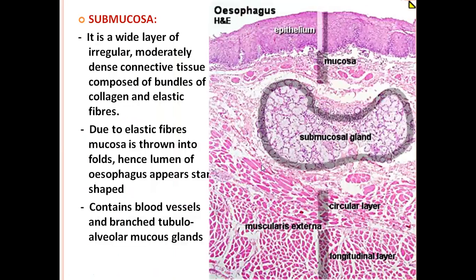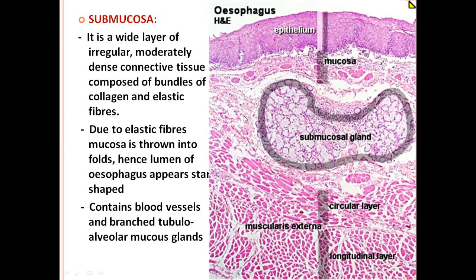Now coming to the submucous layer of the esophagus, it is a wide layer with very irregular, moderately dense connective tissue. It is composed of bundles of collagen and elastin fibers. Due to these elastin fibers, the mucosa is thrown into folds. Hence, the lumen of the esophagus appears star-shaped when you look under the microscope.